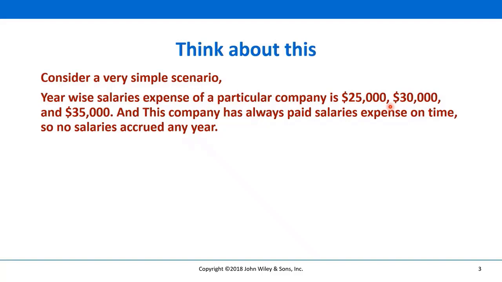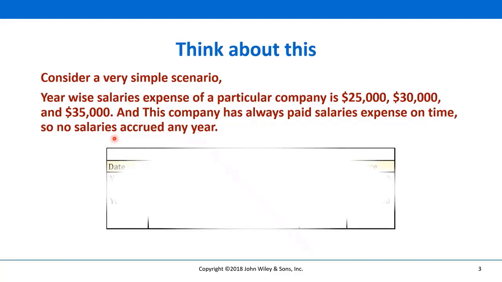year it is 35,000. Suppose this is the expense of 2018, this is for 2019 and this is for 2020. Very simple. And for simplicity, also assume that this company has always paid salaries on time and no salaries accrued any year. Just for understanding the concept, we are keeping the examples very simple.